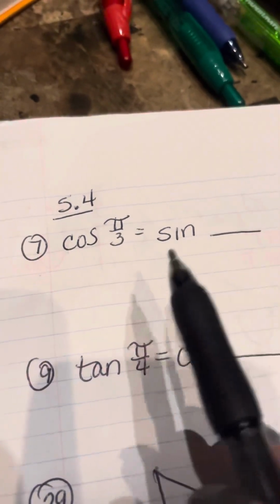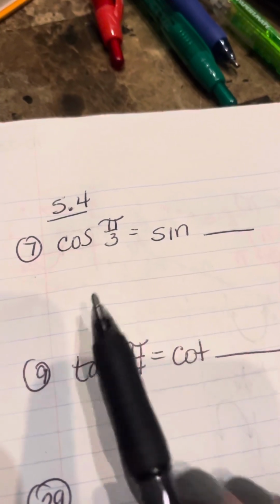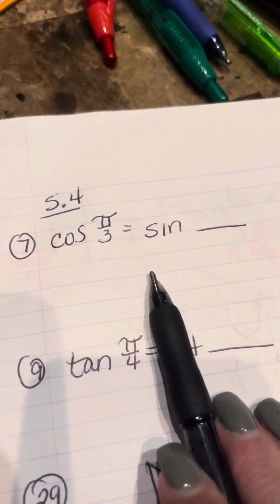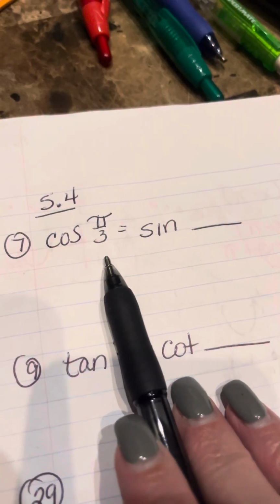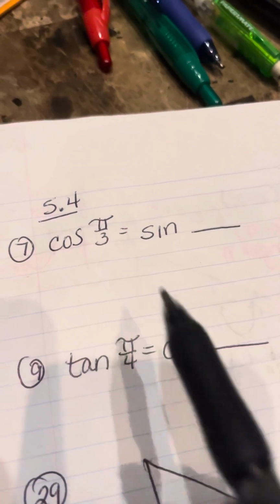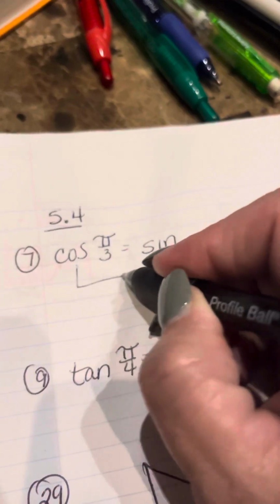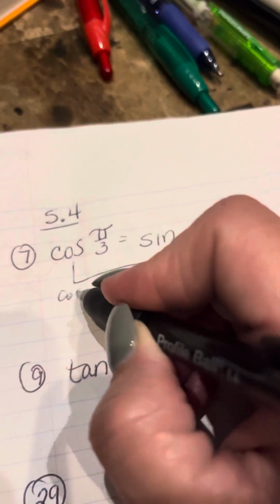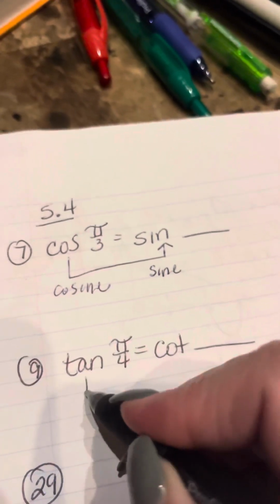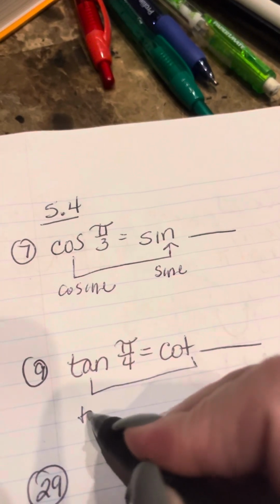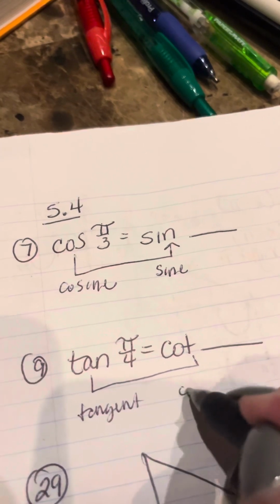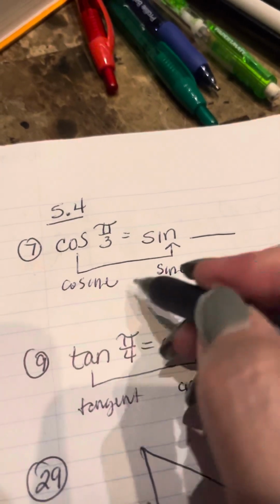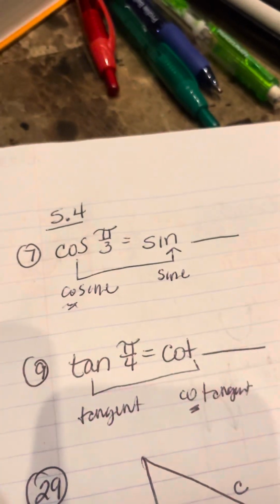Okay, for 5-4, for these ones right here, the instructions actually told you what to do. It said to find the complementary angles of the cofunctions. So these are cofunctions because you have sine and cosine, and tangent and cotangent. And they told you that their angles were going to be complementary.